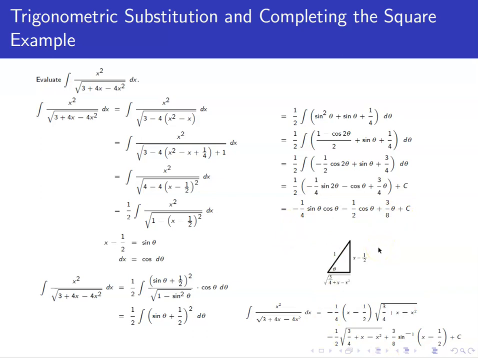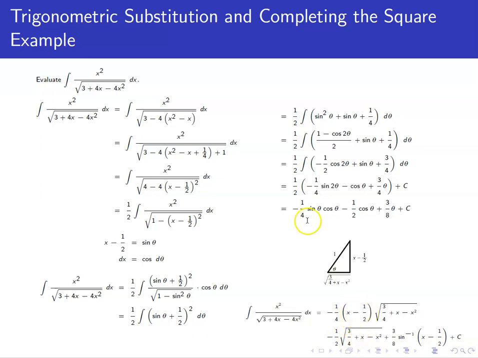Finally, we need to undo the substitution. x minus 1/2 equals sine theta, so we label the opposite side with x minus 1/2 and the hypotenuse with 1. Using the Pythagorean theorem, you'll get the square root of 3/4 plus x minus x squared, which is the same thing that's in our integrand here, just with a 4 factored out. We have sine and cosine that we need to replace here. Oh, I forgot to mention, we replace sine of 2 theta here with 2 sine theta cosine theta. That's why there's a sine theta cosine theta there, using that trig identity.